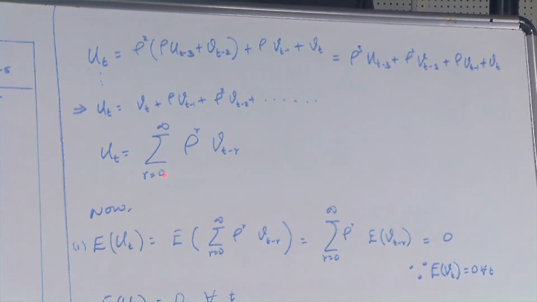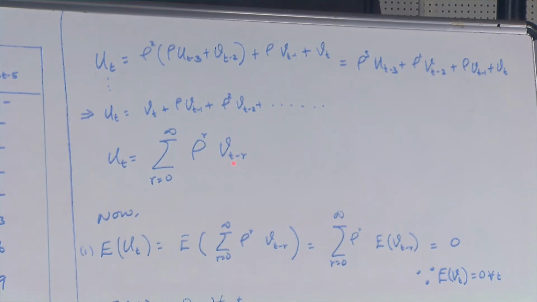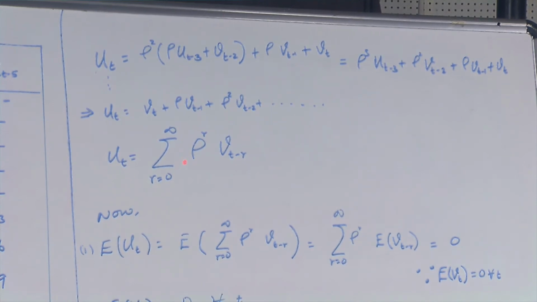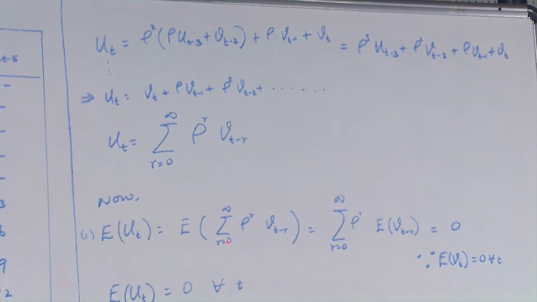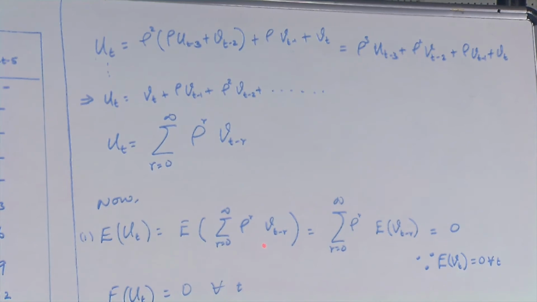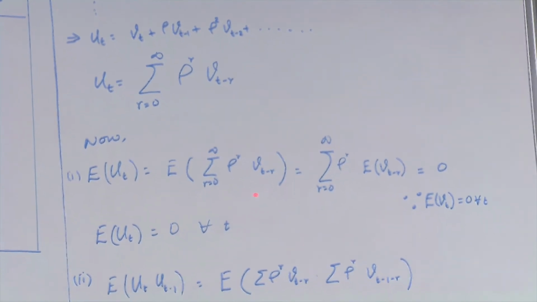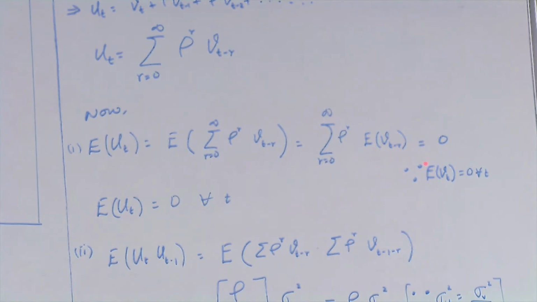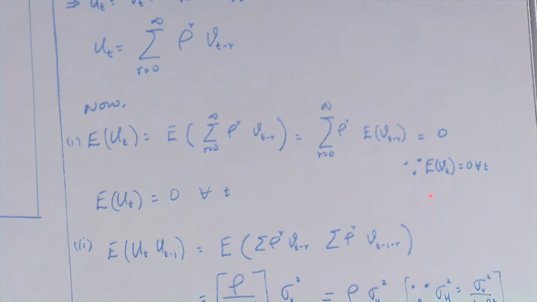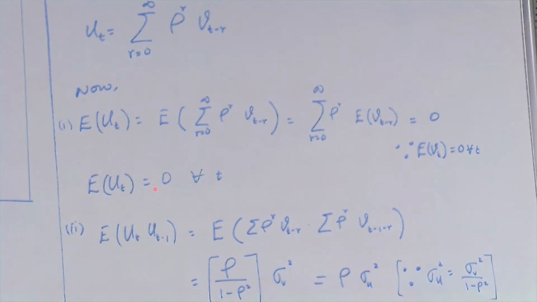So this expression may be expressed in terms of sigma, that is ut is equal to sigma r varies from 0 to infinity rho power r Vt minus r. Now we may derive the properties of ut with the first order autocorrelation structure. Expectation of ut is equal to expectation of sigma r varies from 0 to infinity rho power r Vt minus r. Vt minus r is the only stochastic term, so we may take expectation only for that. So this leads to sigma r varies from 0 to infinity rho power r, expectation of Vt minus r, which is equal to 0, because the expectation of Vt is equal to 0 for every t. That is the assumption we first made for the autocorrelation structure. Now it means expectation of ut is equal to 0 for every t.